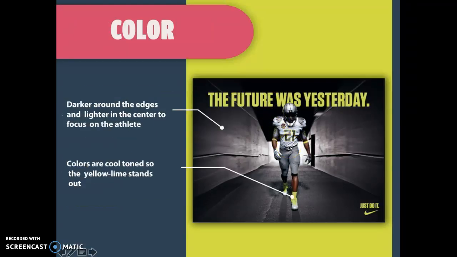The next element is color, and in this ad they have used the darker color around the edges here, and then it's lighter in the center, and this is so that this athlete stands out. And the colors are cool toned also, and that helps the athlete stand out also. And this yellow pops in the ad, and then also on the athlete's outfit and on the logo here in the corner.